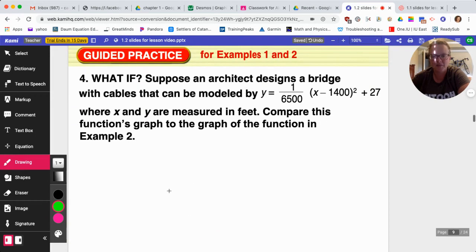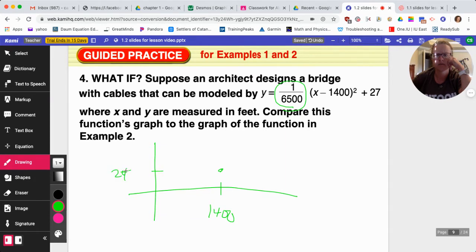Another guided practice. So here, suppose an architect designs a bridge with those cables. Look how we have a different a value, where x and y are measured in feet. Compare this function's graph to the graph of the function from example 2. Is this a happy parabola or an unhappy parabola? It's happy. Our vertex is still going to be at 1,427. Oops, 27. So it still looks like this. That means that our total distance is still going to be 2,800.